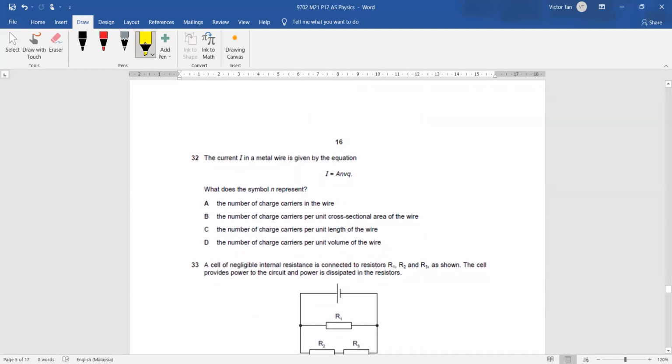The current I in a metal wire is given by the equation I equals A N V Q. What does the symbol N represent? This one you have to remember. Number of charge carriers in the wire, number of charge carriers per unit cross-sectional area of the wire, per unit length of the wire, number of charge carriers, so it should be per unit volume. Okay.